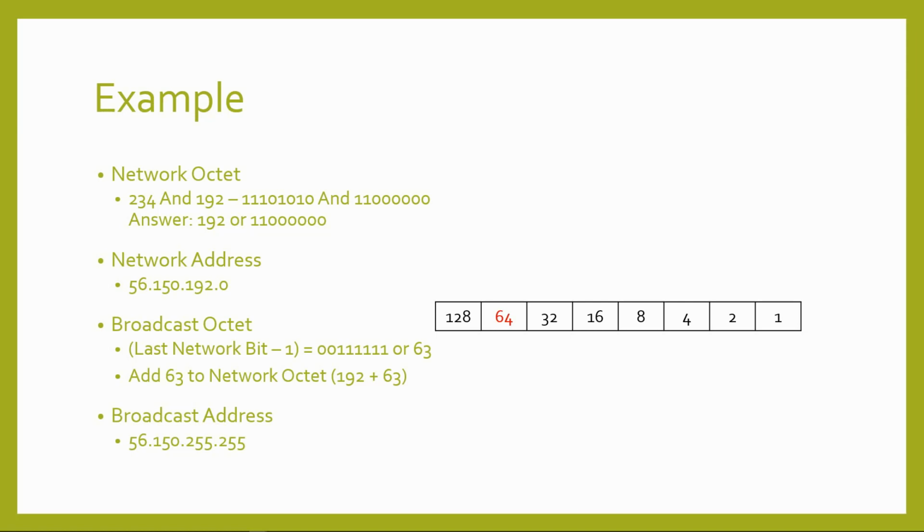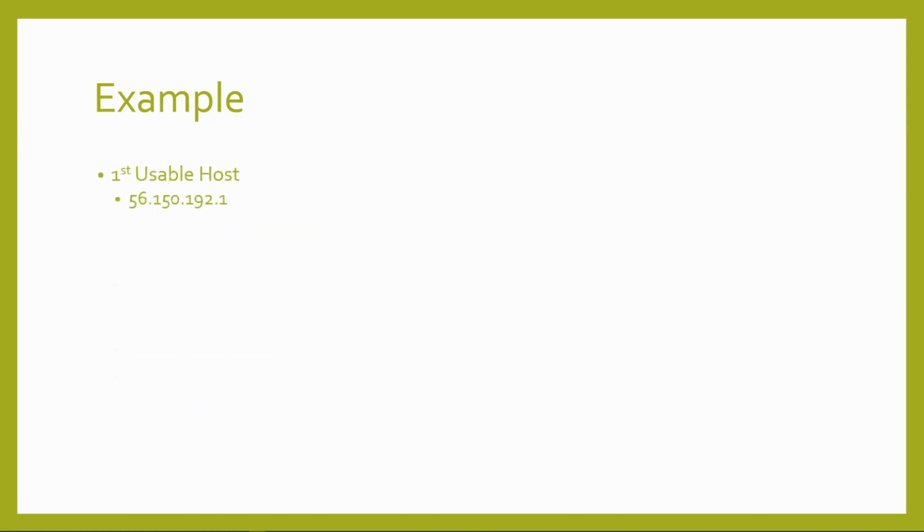So now we've got the network and the broadcast address. So where does that fit when it comes to the first usable host? Well, we add 1 to the network address, so 56.150.192.1 is our first usable address. And our last usable address is 56.150.255.254. And now we have our last usable.